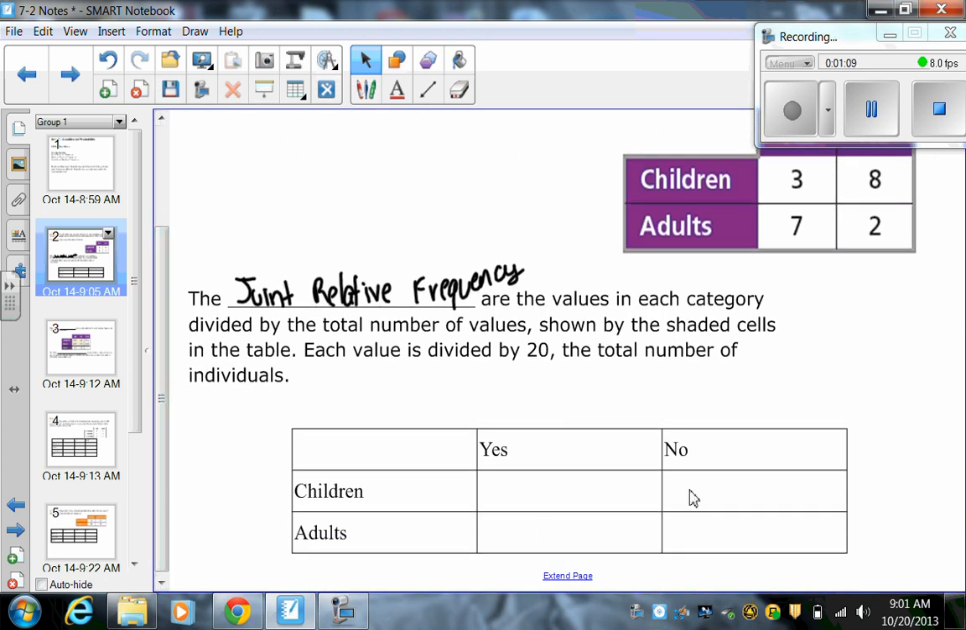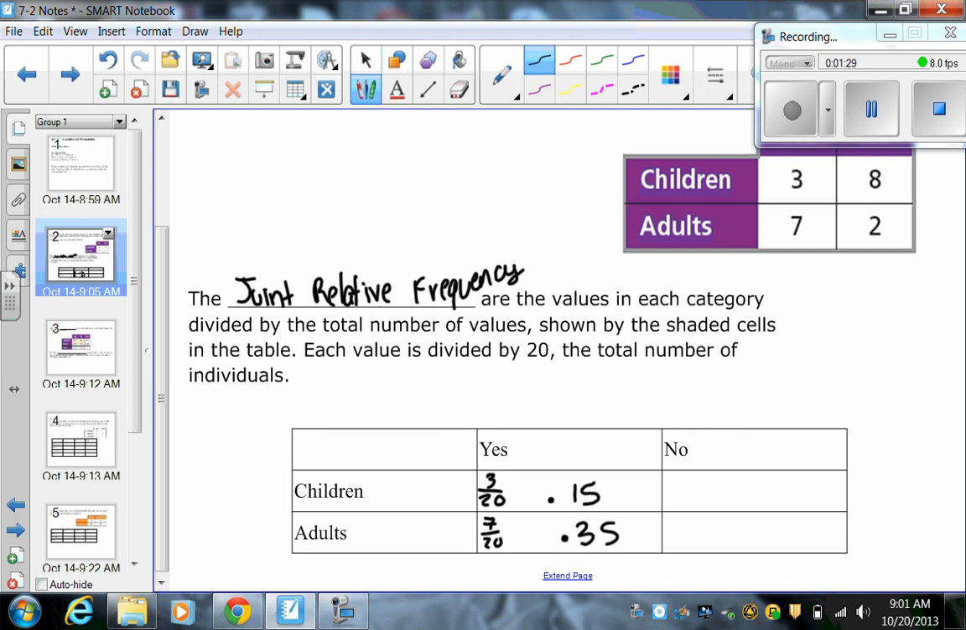So what we would do in order to find the joint relative frequency is, for example, the children that said yes, there were 3 out of the 20. So 3 divided by 20 is 0.15. For the adults that said yes, that's 7 out of 20, which is 0.35. And for the children that said no, 8 out of 20 is 0.4, and 2 out of 20 is 0.1. So that's how we find the joint relative frequencies.